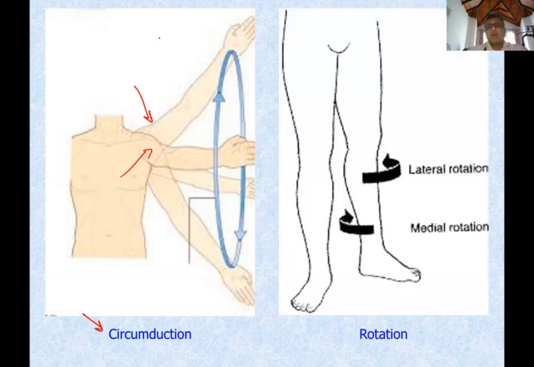Then rotation. Rotation is actually along the long axis of the limb. Now this is the long axis of the lower limb. So along that long axis, if the limb winds medially, you call it medial rotation or internal rotation. If it winds outwards, you call it external rotation or lateral rotation. Same with the upper limb, you can rotate the upper limb at the shoulder joint medially or laterally, or internally or externally. Medial is equal to internal rotation.